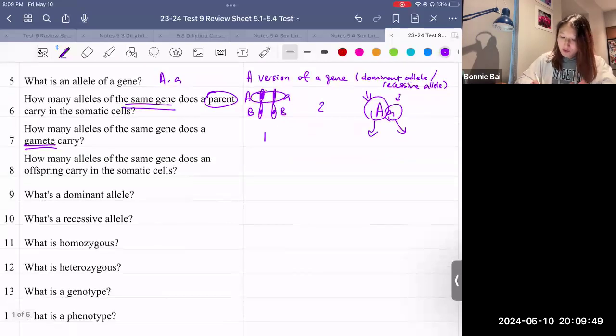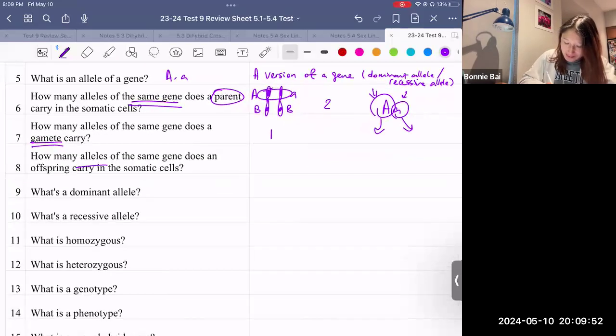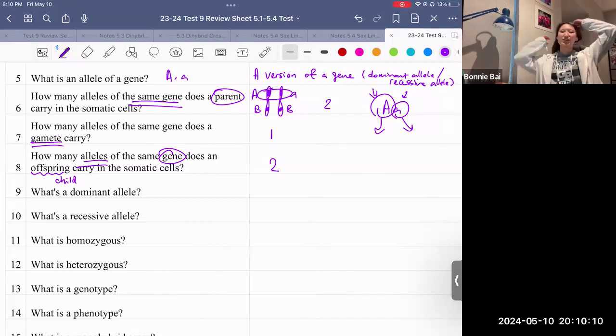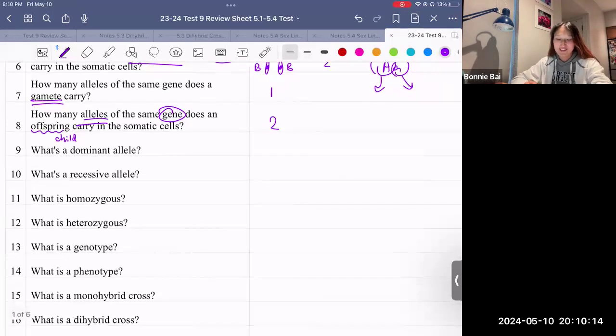Okay, now, how many alleles of the same gene? So once again, we're talking about how many copies of the genes do you get? You receive 2 copies. One is from mom and one is from dad as a child, right? Offspring is the same thing as a child. Maybe you wouldn't call certain babies, like a bacteria's offspring, a child, but it's okay, you got it.